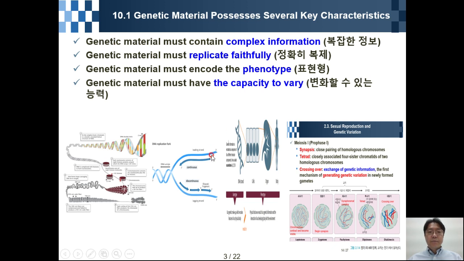And also they must replicate faithfully, and the genetic material encodes the phenotype. And also it must have the capacity to vary. For example, during meiosis, crossing over usually happens, which can exchange genetic information. So these are the four key characteristics of genetic material.